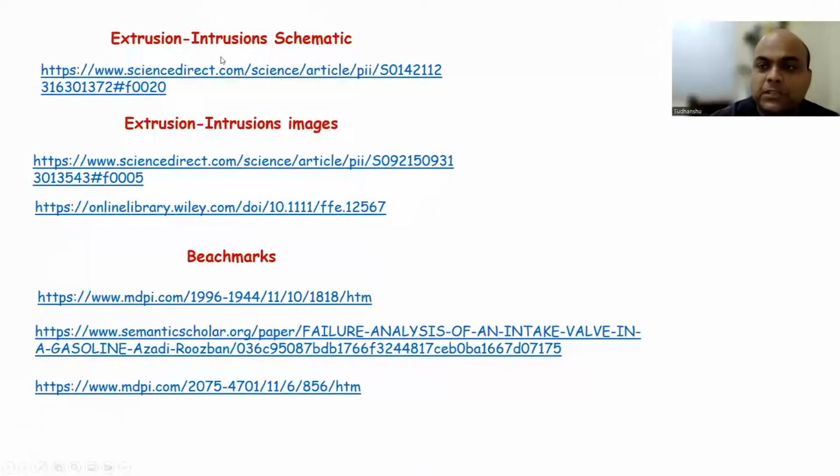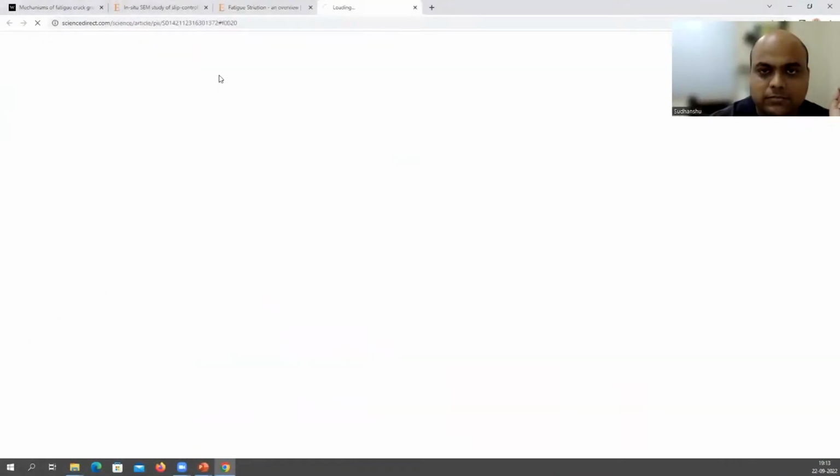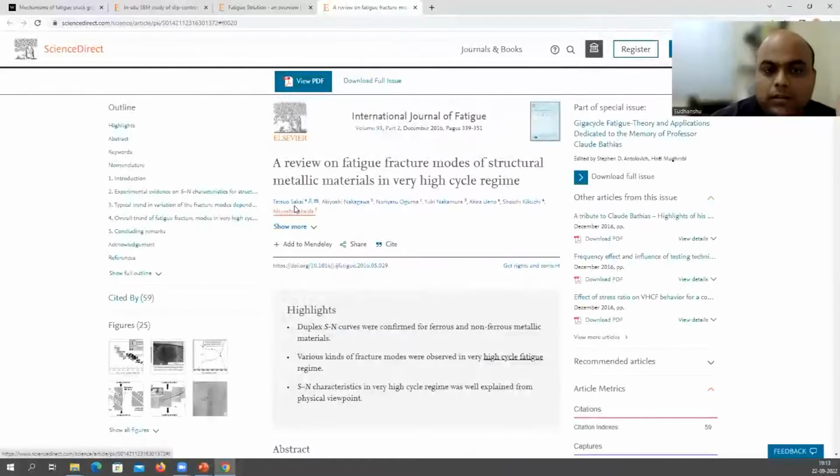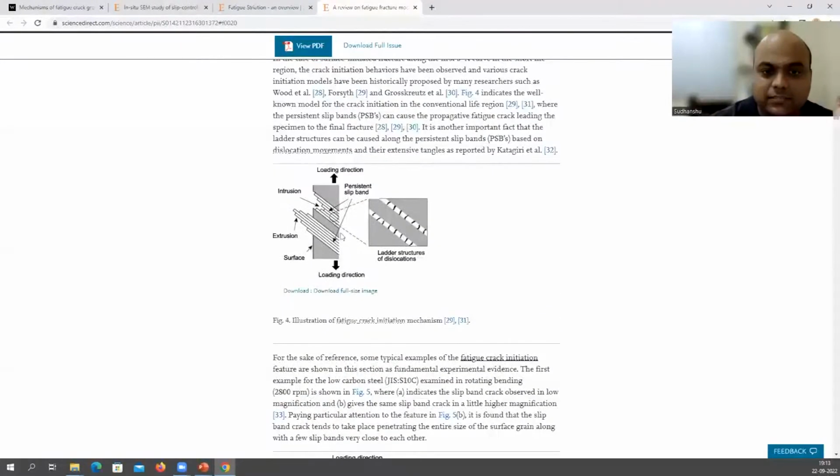Now the next one is the extrusion and intrusion schematic. This is from a paper by Sakai in International Journal of Fatigue, 2016. I had drawn it, but I just wanted to show you a nice schematic. You can see these are your extrusions and these are your intrusions. Then you have the persistent slip band, which is a ladder structure of dislocations. In the slip bands, you are going to see lots of dislocations in the form of ladder structures.